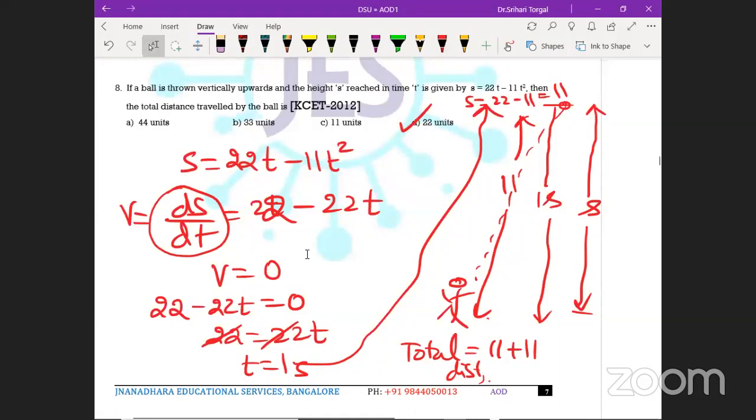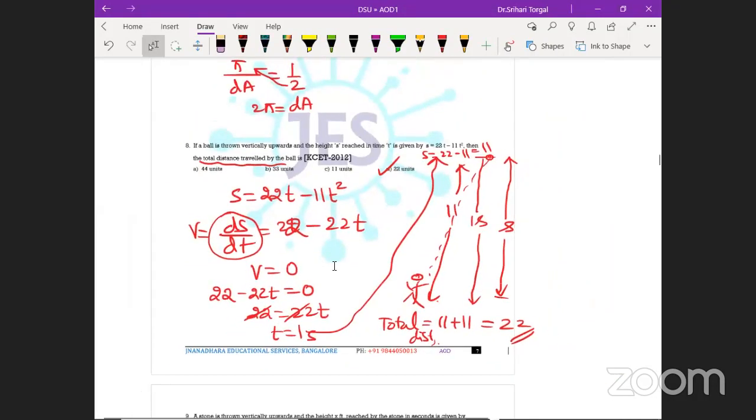Okay. Now the total distance will be ಮೇಲಕ್ಕೆ ಹೋಗಿದ್ದು 11, ವಾಪಸ್ ಬಂದಿದ್ದು 11. 11 plus 11, it is 22. That is what I am telling. They asked the total distance traveled by the ball. ಅರ್ಥ ಆಗ್ತಿದೆಯಾ? ಟೋಟಲ್ ಡಿಸ್ಟೆನ್ಸ್ ಅಂತ ಆಗಿರೋದ್ರಿಂದ 11 plus 11 22 ಆಗುತ್ತೆ ಅಂತ. If they ask you what is the height reached by the ball ಅಂತ ಕೇಳಿದ್ರೆ 11 ಆಗ್ತಾ ಇತ್ತು. Yeah. Okay. Next.